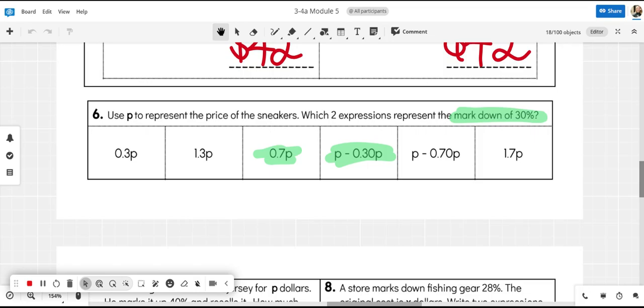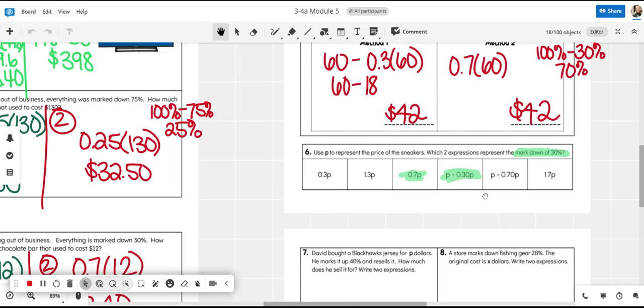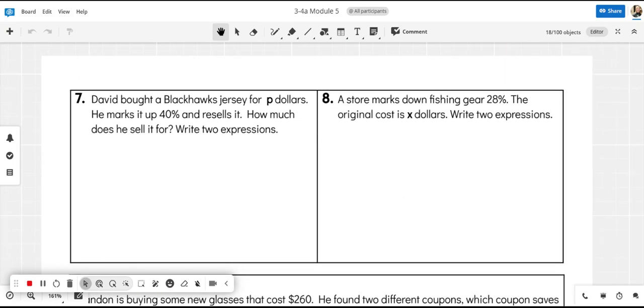Okay, let's flip it over. Number 7. Sorry. All right, David bought a Blackhawks jersey for $P. He marks it up 40% and resells it. How much does he sell it for? Write 2 expressions. Okay, this time, like in the previous one, we had $60. Now we don't know. We just have P. He's marking it up 40%. So I have the price, and I'm going to add on more because I'm making more money. Adding on 40% of the price. So there's the first one.